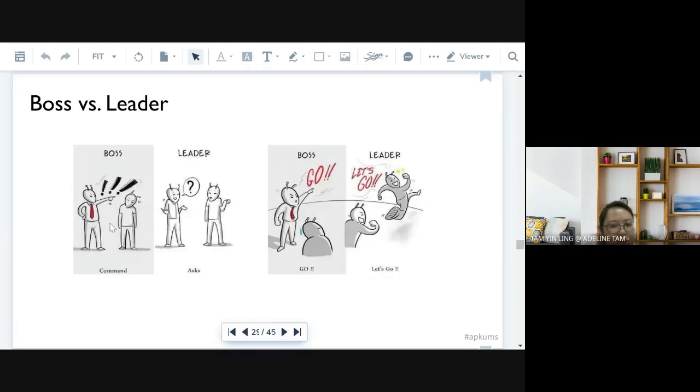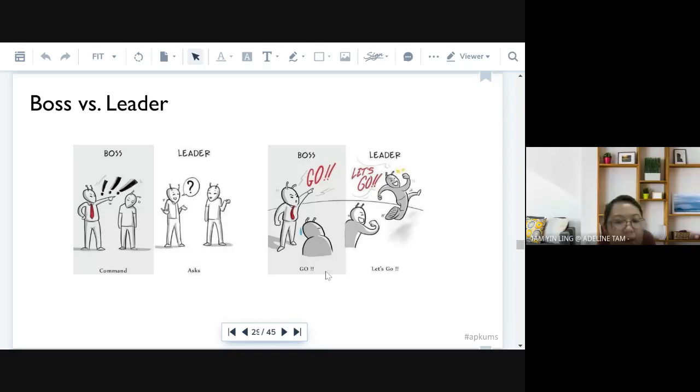Oh yeah, two more pictures. So the boss will give commands, but the leader will ask questions. When something happens, the boss will say, you should do this and this. But the leader will ask questions, allow the workers to give feedback, and encourage the workers to find solutions together. So that is what we call ask.